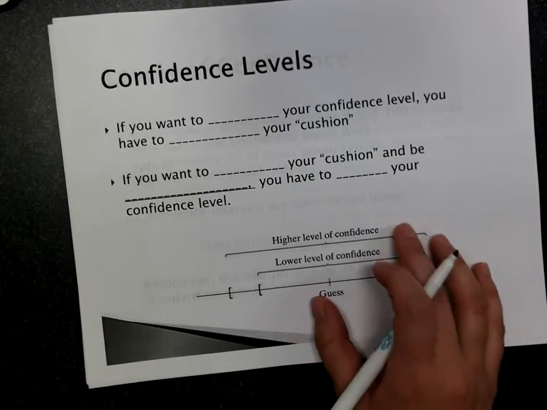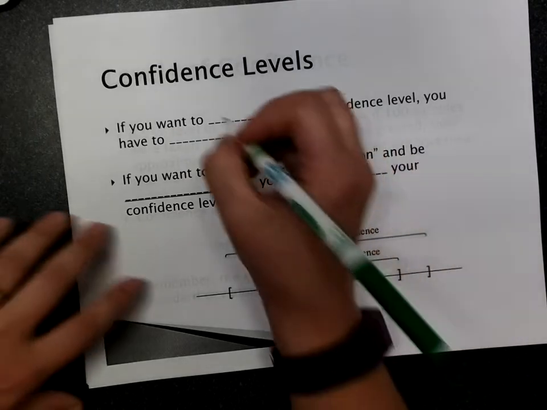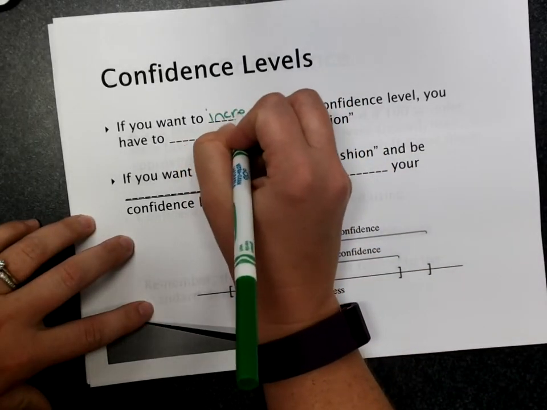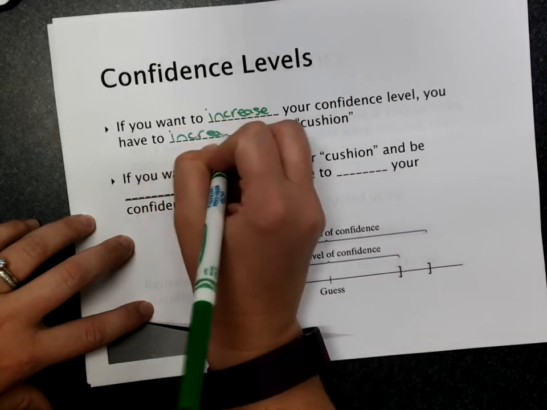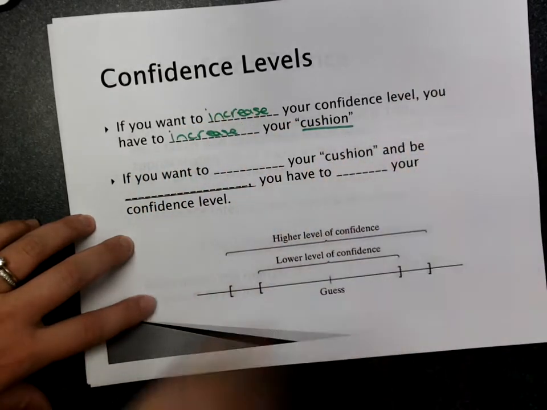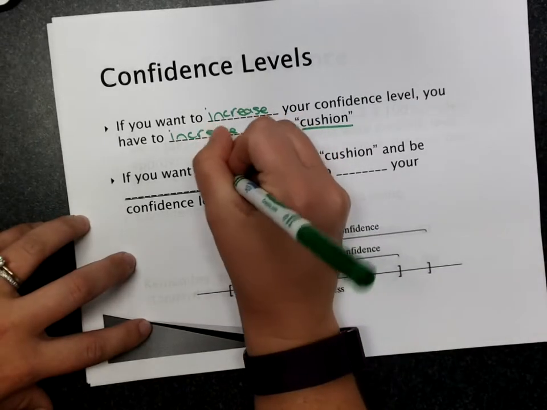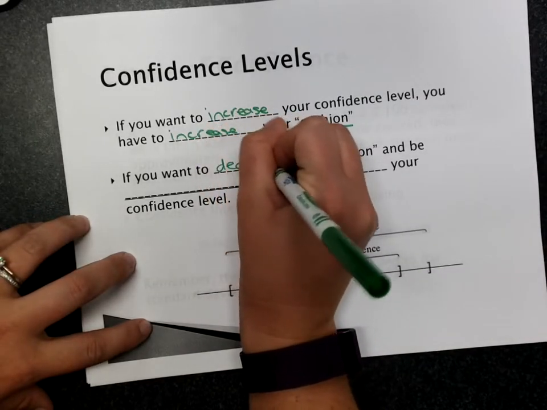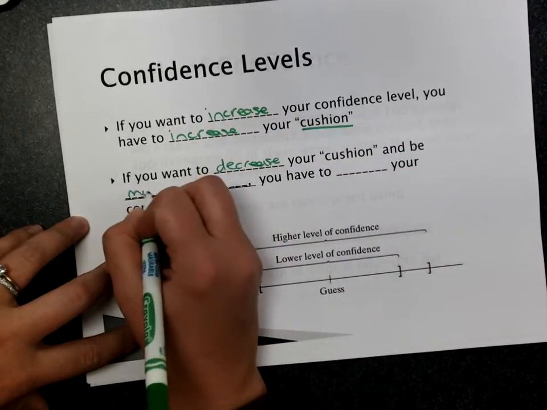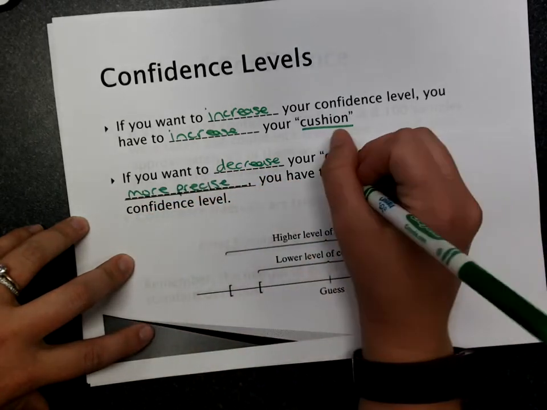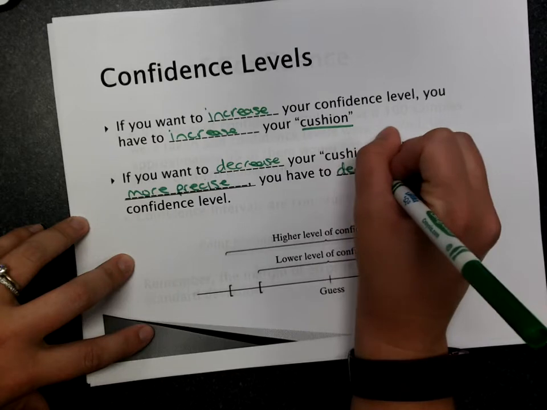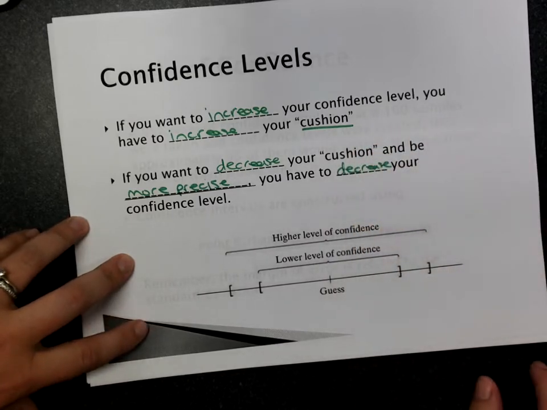So if we want to increase our confidence, we have to increase what we call the cushion. If we want to decrease our cushion and be more precise, we would have to decrease our confidence level.